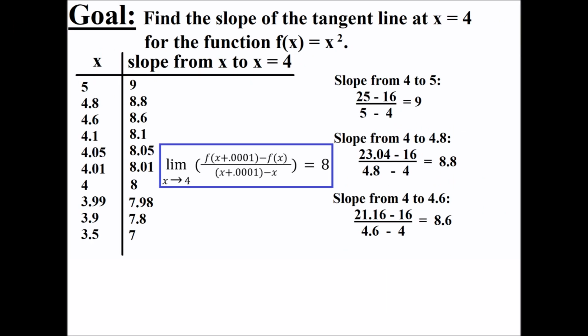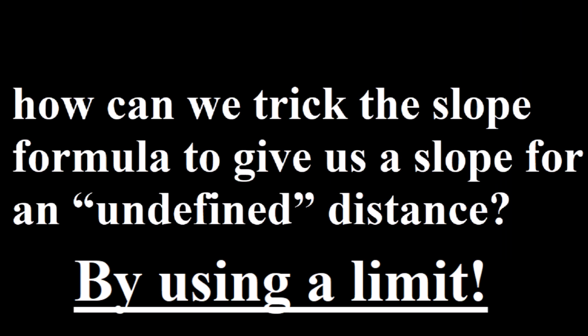Maybe something like this. This may not seem crazy, but it's actually kind of a big conclusion because we've managed to answer one of our 2 major questions for this unit. How can we trick the slope formula to give us the slope for an undefined distance? The answer is by using a limit.